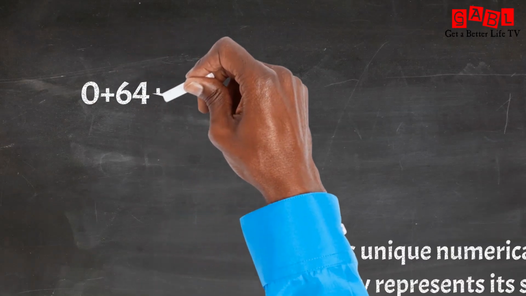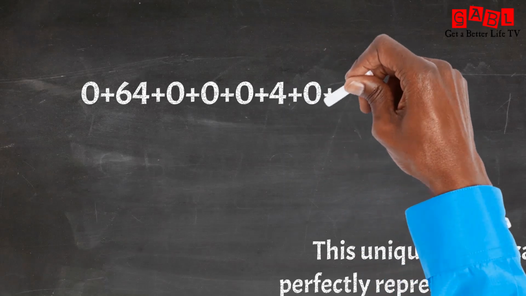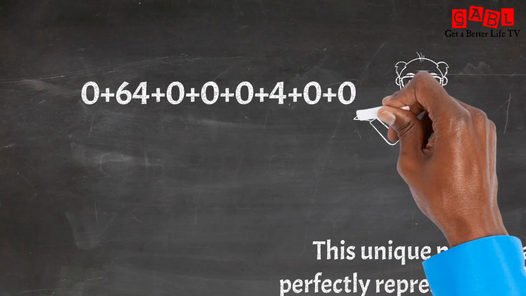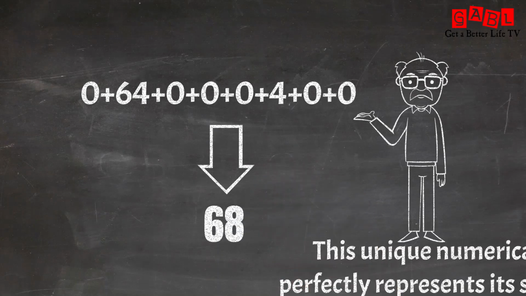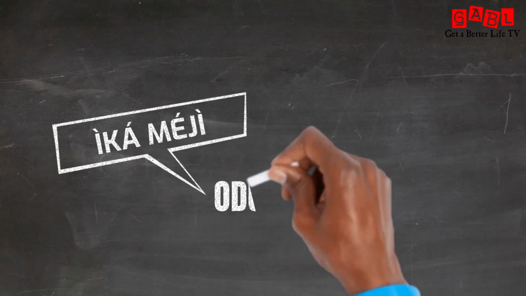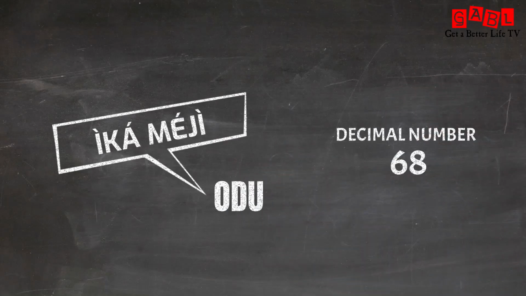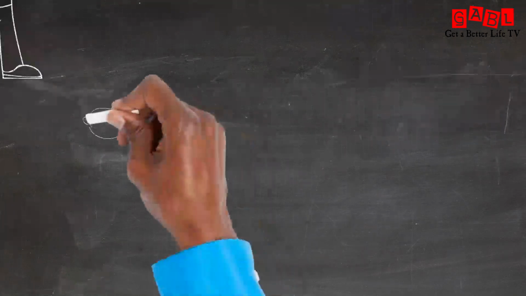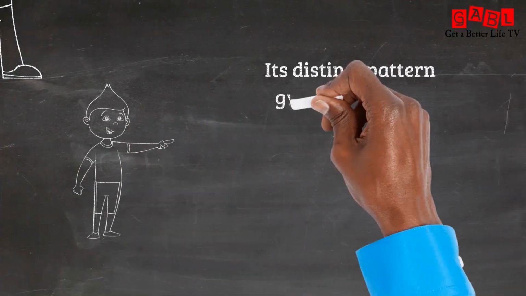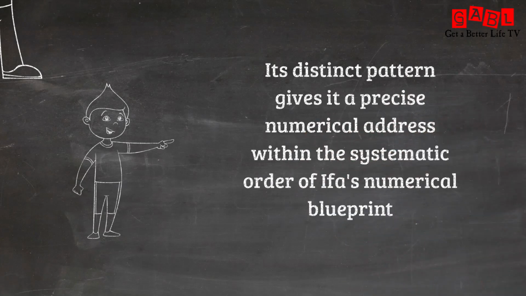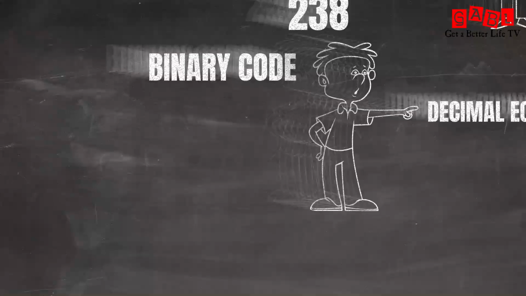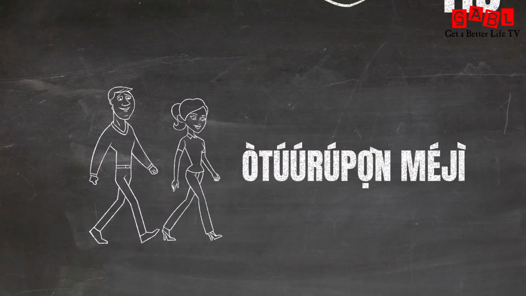This calculates to 0 plus 64 plus 0 plus 0 plus 0 plus 4 plus 0 plus 0, which sums up to 68. So Ika Meji, the Odu of adaptability and shedding the old, corresponds to the decimal number 68. Its distinct pattern gives it a precise numerical address within the systematic order of Ifa's numerical blueprints. So let's move on to Oturupon Meji.